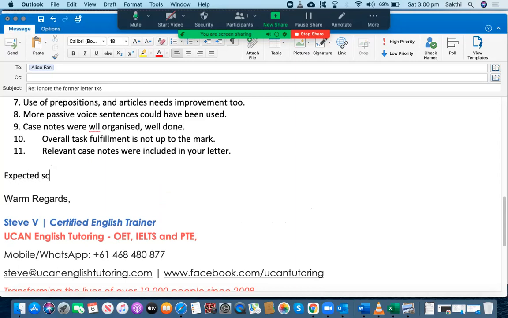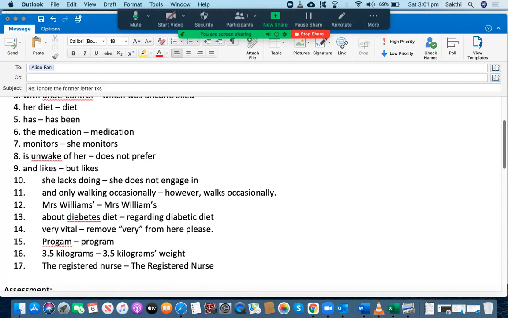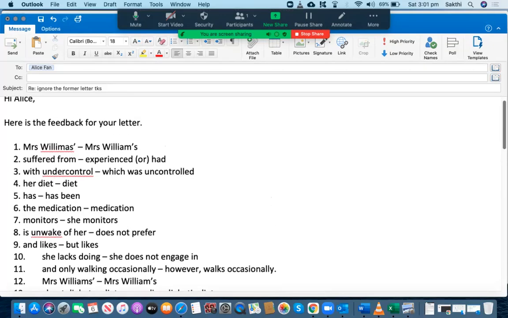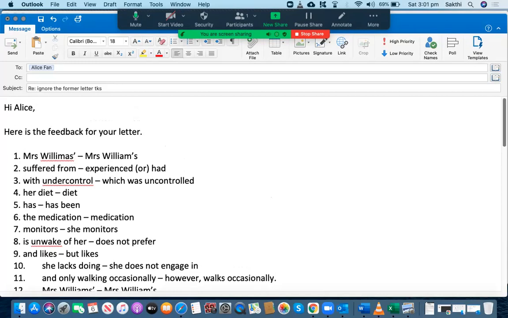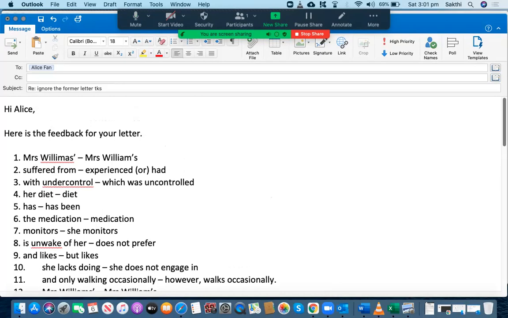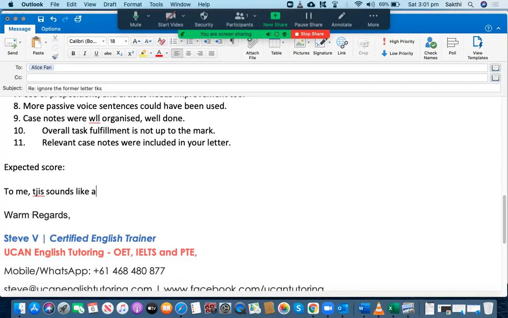What about the expected score now? I'm not happy to give her a C plus grade because she has committed several grammatical mistakes. If the number of mistakes cross 10, and if they are of severe type, then you will not be able to score more than B grade or C plus grade. To be honest, to me, this sounds like a C grade letter. So she must be able to get around 260 or 270. To be more precise, according to me, it sounds like a 260 grade letter.